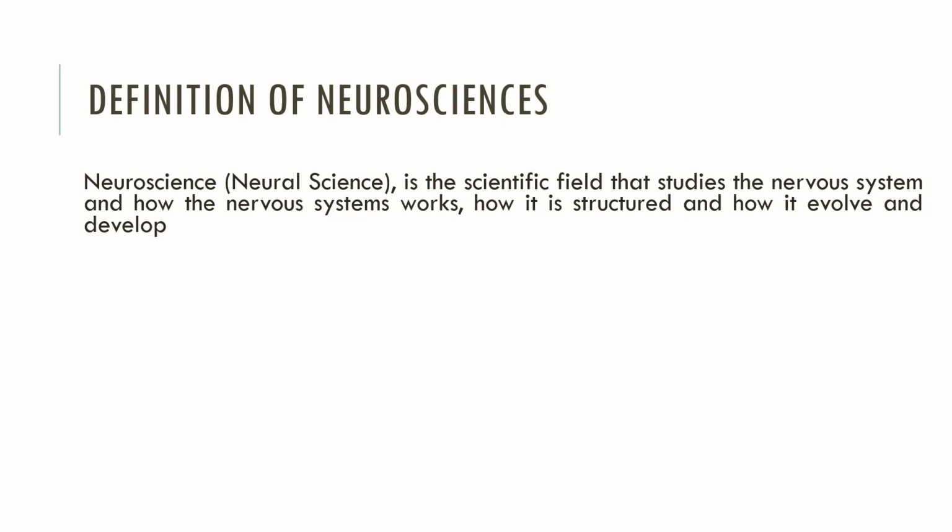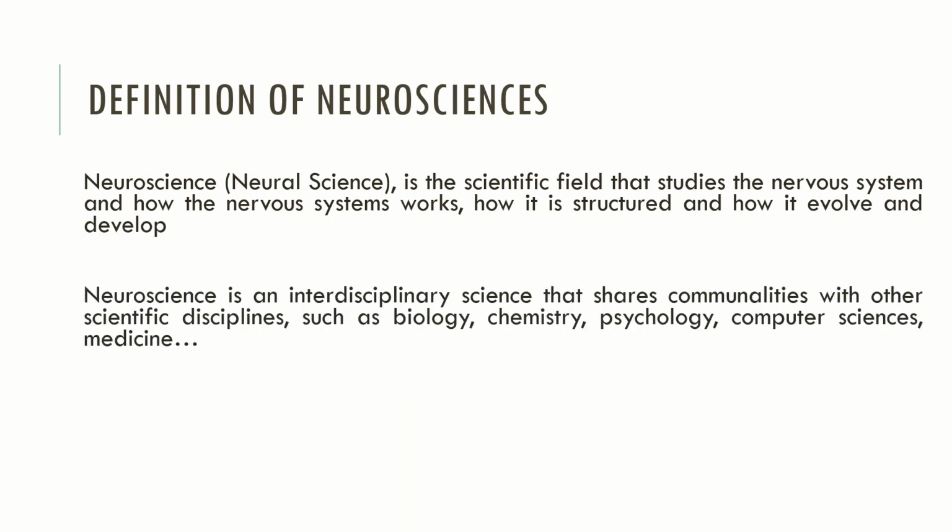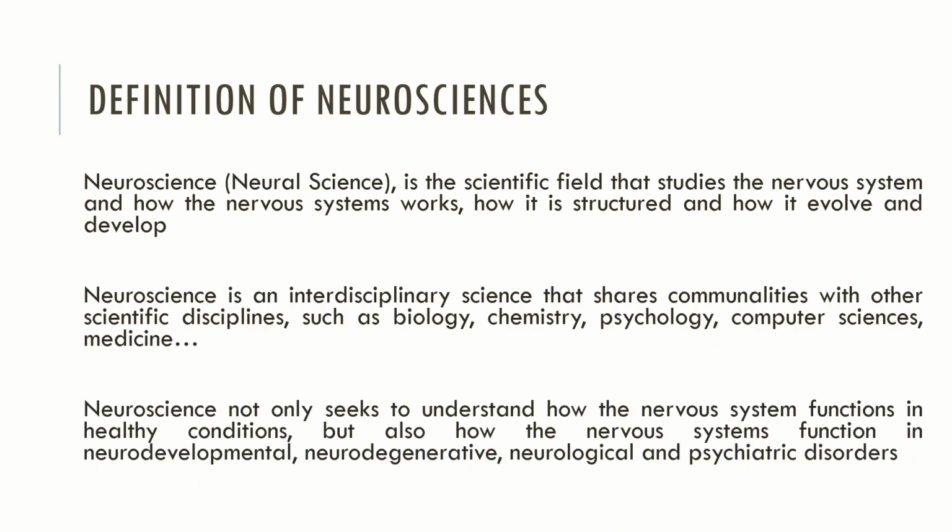Neuroscience is an interdisciplinary science that shares commonalities with other scientific disciplines such as biology, chemistry, psychology, computer sciences, and medicine. Neuroscience not only seeks to understand how the nervous system functions in healthy conditions, but also studies how the nervous system functions in neurodevelopmental, neurodegenerative, and psychiatric disorders.